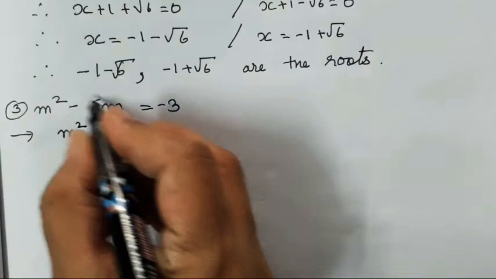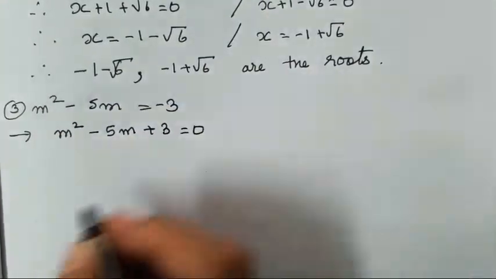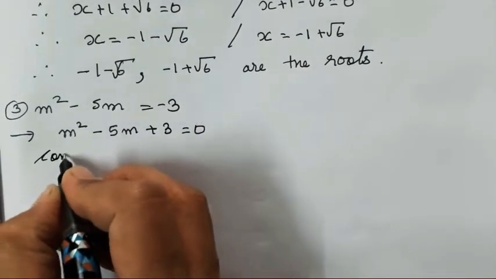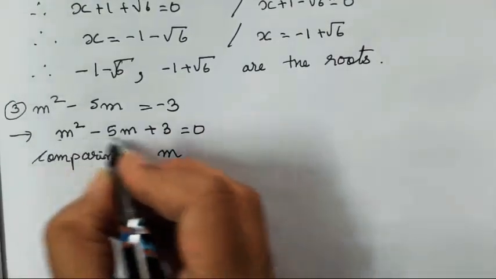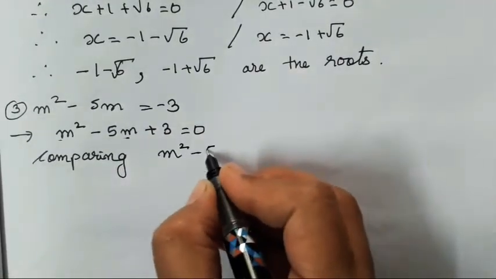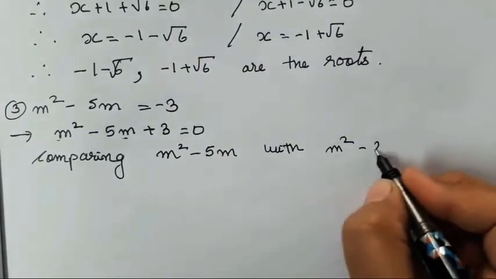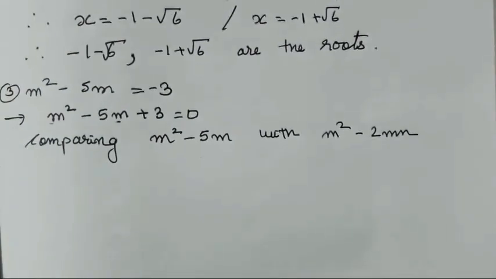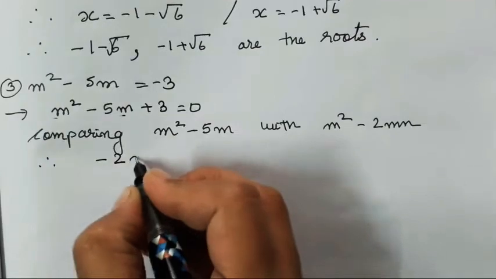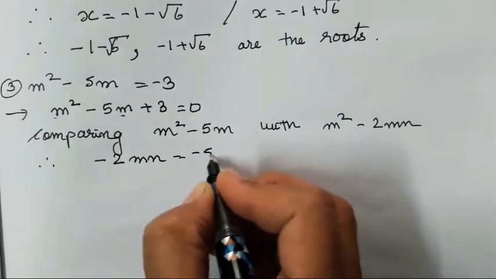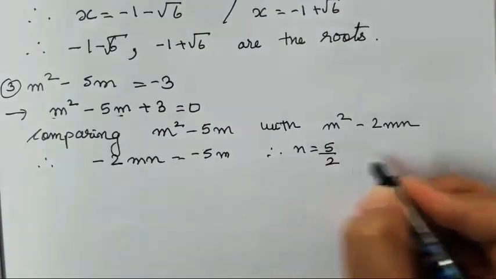So first this, then 5m. And this we have to change to plus 3 is equal to 0. Now, after this step, we have to start comparing it. Okay, that is this part you all have to compare m square minus 5m with m square minus 2mn. Alright, now we have to compare it. So this will be minus 2mn is equal to minus 5m. Therefore, n is equal to 5 upon 2.